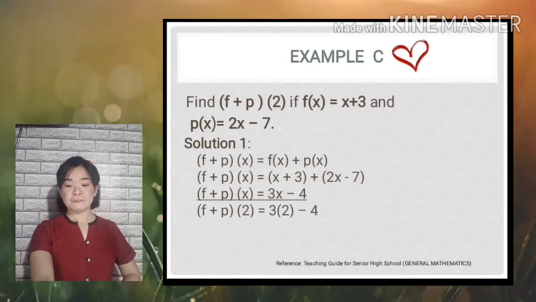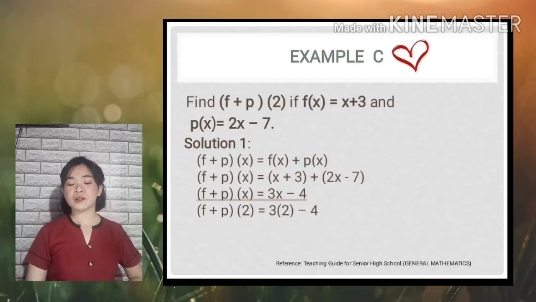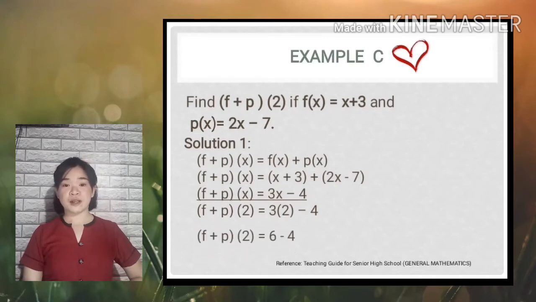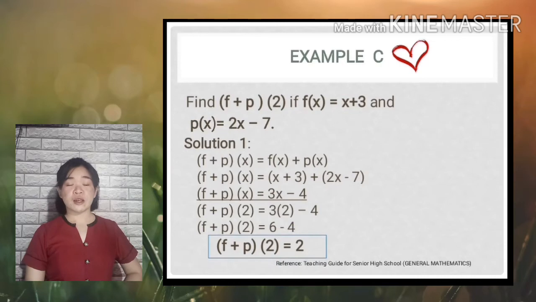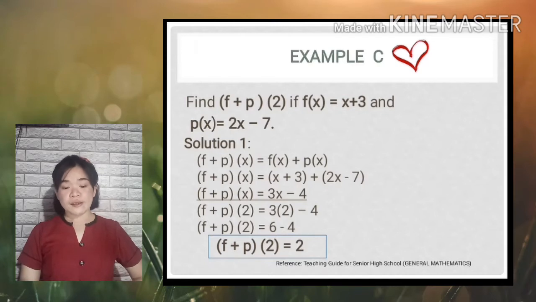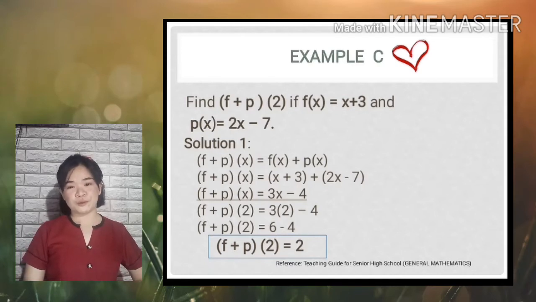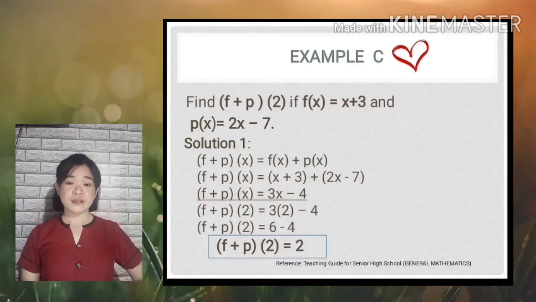From here, we are going to evaluate, which means we are going to substitute the value of x. That will be f plus p of 2 is equal to 3 times 2 minus 4. So that is equal to 3 times 2 is 6 minus 4. So that is equal to 2. Therefore, when we evaluate the sum of f plus p, that is equal to 2. Okay? So that is the first solution.